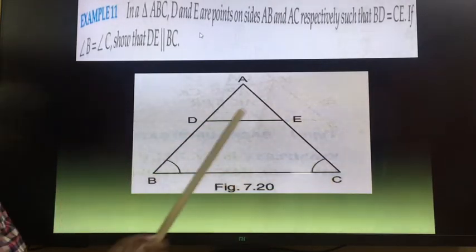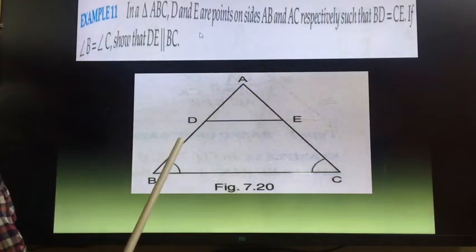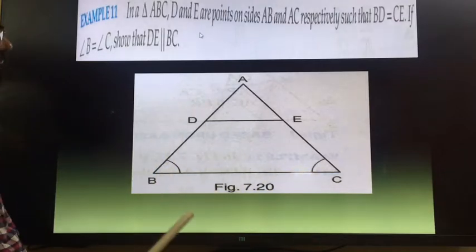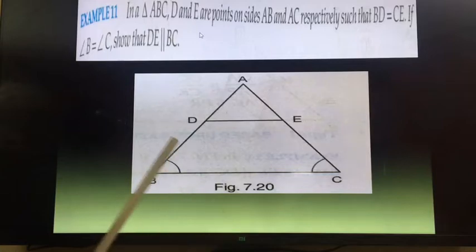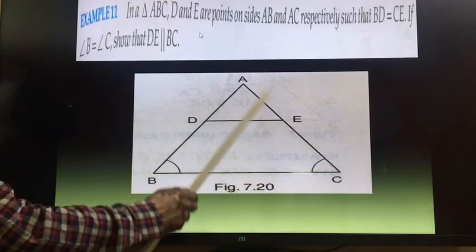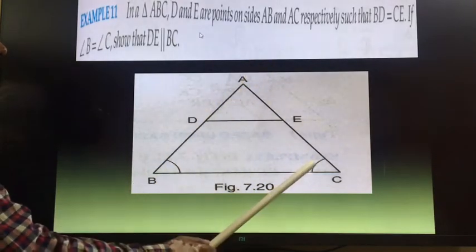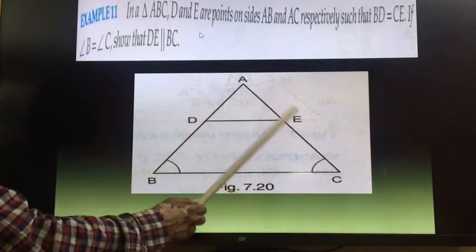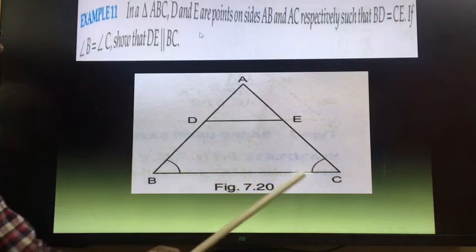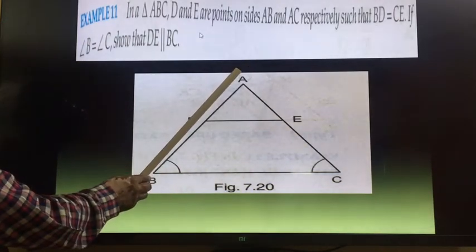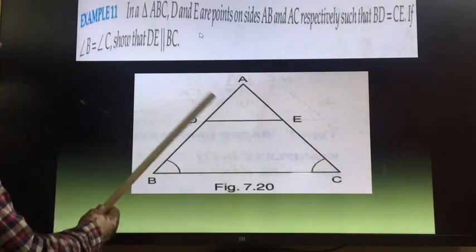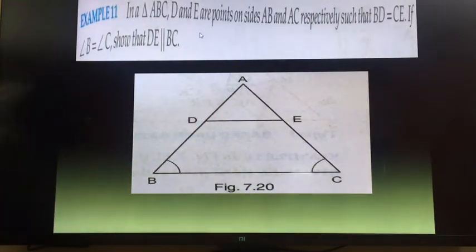Given is BD is equal to CE. This line and this line are equal. These two angles are equal. So in the previous classes, you have learnt in 6th, 7th, 8th and 9th that in triangle ABC, if two angles are equal, then the sides opposite to them are also equal. So angle B is equal to angle C, so we can say the side opposite to C, that is AB, and the side opposite to angle B, that is AC, will be equal, right?